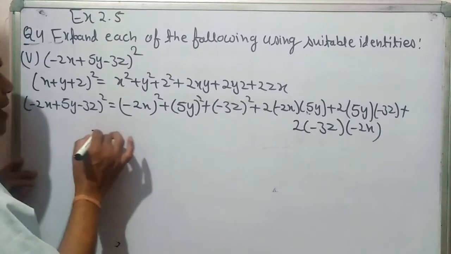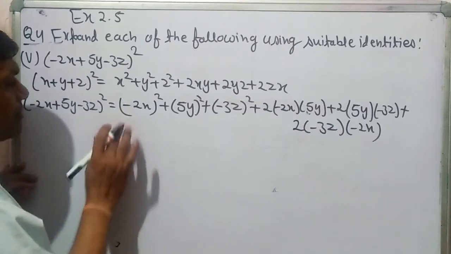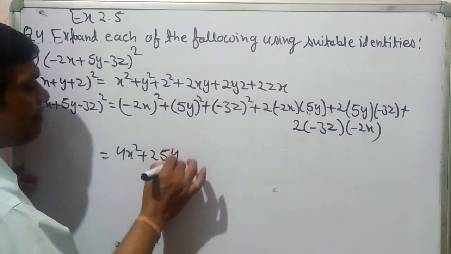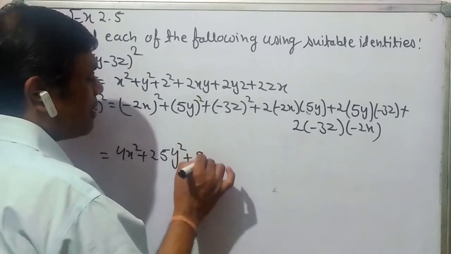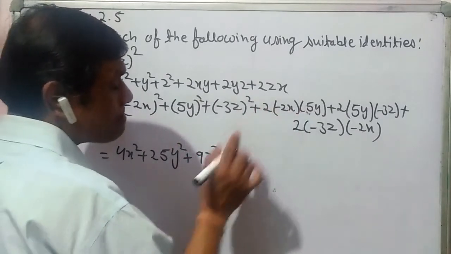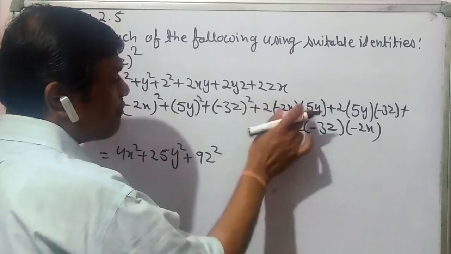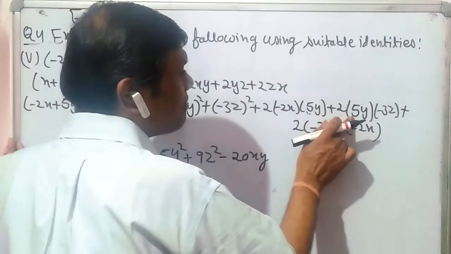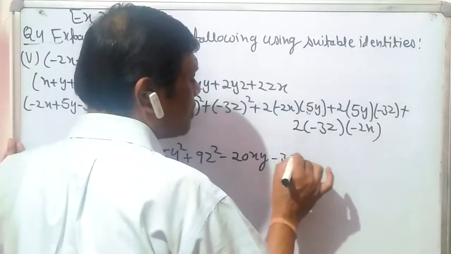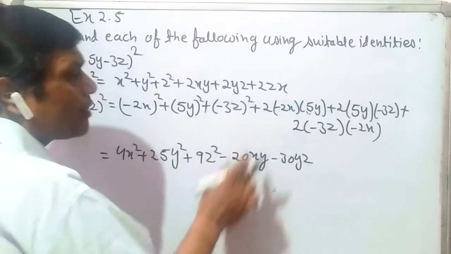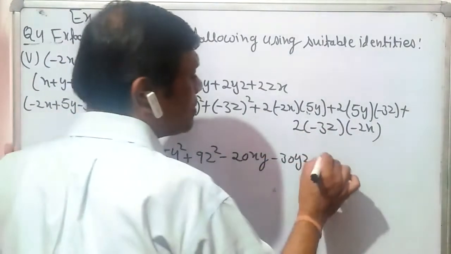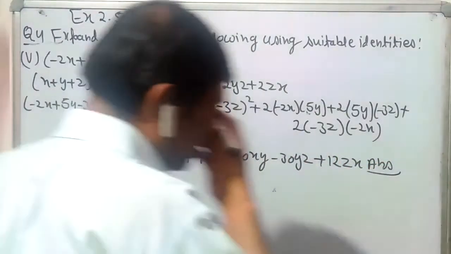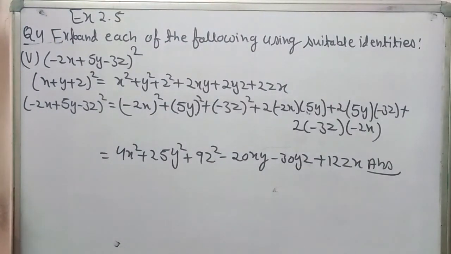Simplify them. As we know, squares are always positive. So we have 4x square, 25y square, 9z square. How much is it? 2 twos are 4, 4 5s are 20xy, 2 5s are 10, 10 3s are 30yz, 2 3s are 6, 6 twos are 12zx. So that will be the answer for this particular part.